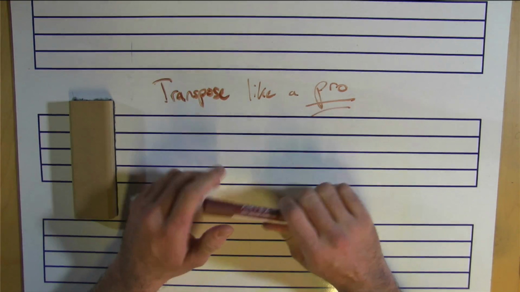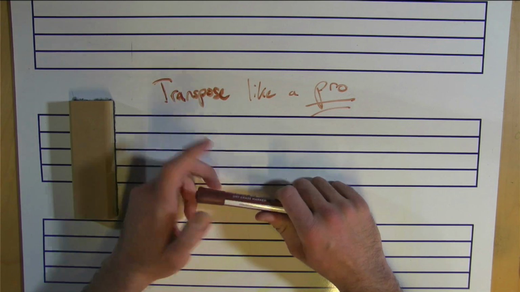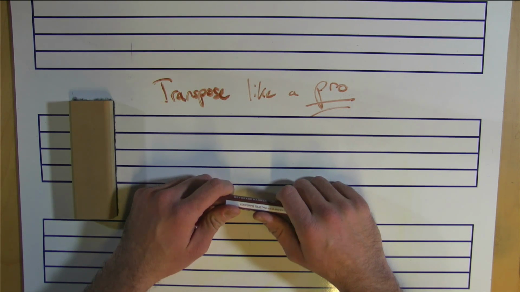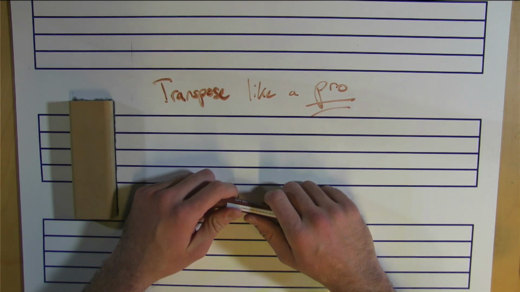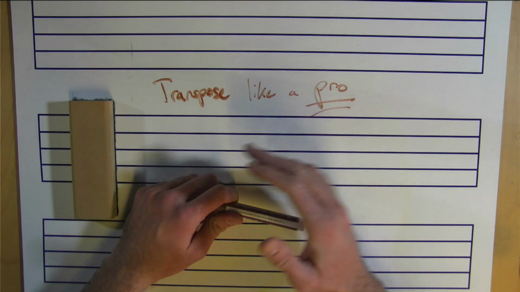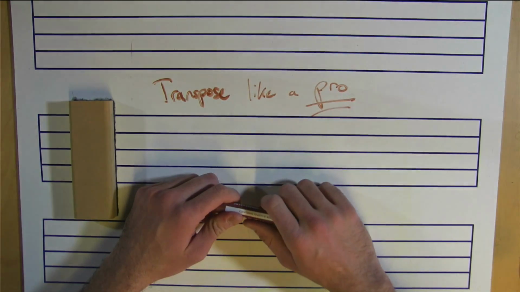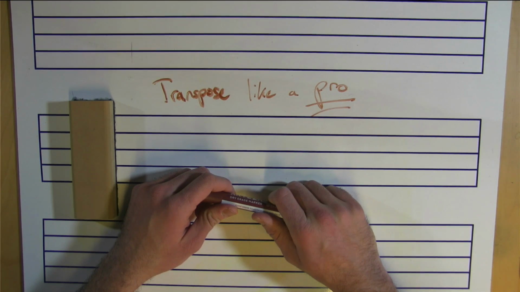So before we get started, this is not a beginner-friendly video. You really need to have a basic understanding of how to read music properly in order to do the skill that I'm going to show you. So if you have intermediate level and above, this is definitely the video for you. I think what I'm going to show you really makes transposition a breeze, and will take your score reading to the next level. So without further ado, let's transpose like a pro.